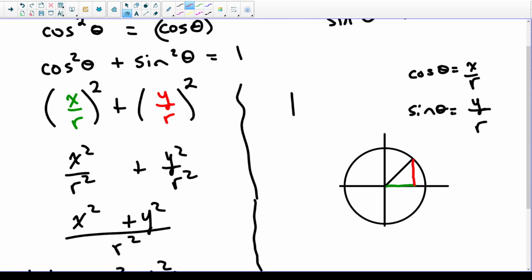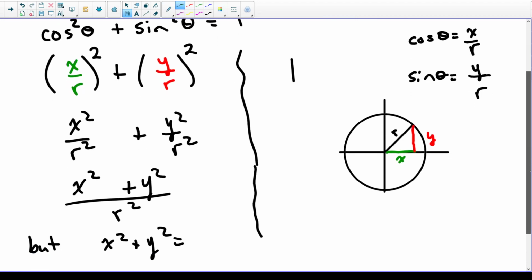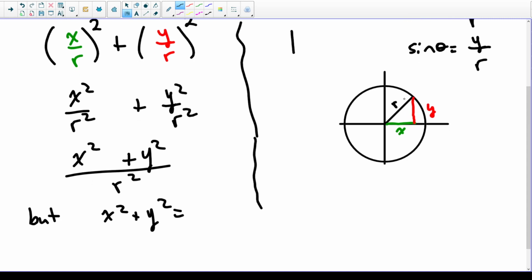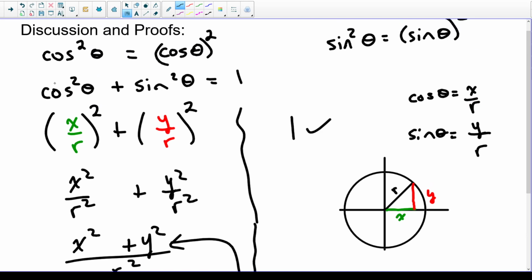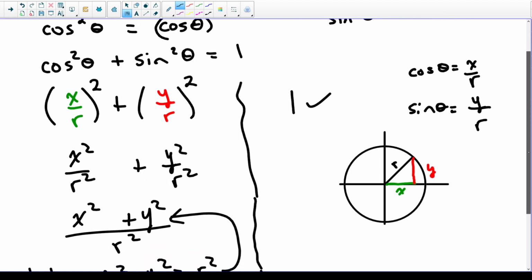If you think about it, y is the red height here, x is the x length here. That's just two sides of a right angle triangle, which we used r to represent the hypotenuse for. So x squared plus y squared is just equal to r squared. If we sub that back in here, we get r squared over r squared, which is 1, and we've just proven the left side, right side. So one of our identities is cos squared theta plus sine squared theta is equal to 1, and now you have the proof that that is true.